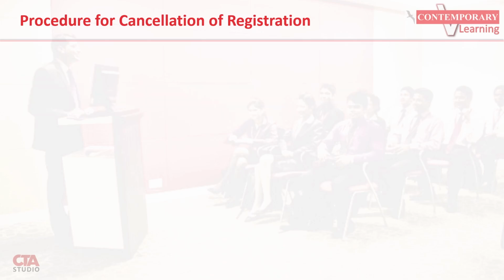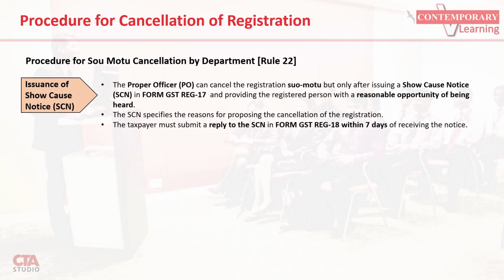Now let me explain the procedure for suo motu cancellation by the department under Rule 22. Issuance of Show Cause Notice, SCN. The proper officer, PO, can cancel the registration suo motu but only after issuing a show cause notice, SCN, in Form GST REG-17 and providing the registered person with a reasonable opportunity of being heard. The SCN specifies the reasons for proposing the cancellation of the registration.